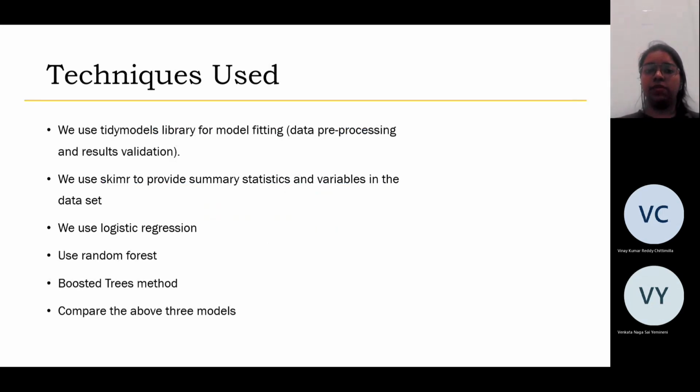For this project, the techniques we have used are: we use the Tidymodels library for model fitting, which means we pre-process data and have results validation. We use skimr to provide summary statistics and variables for the dataset. We use logistic regression to build a model and find the error on the dataset. We use random forest as well for the same thing. We use the boosted trees method and then we compare the above three models.